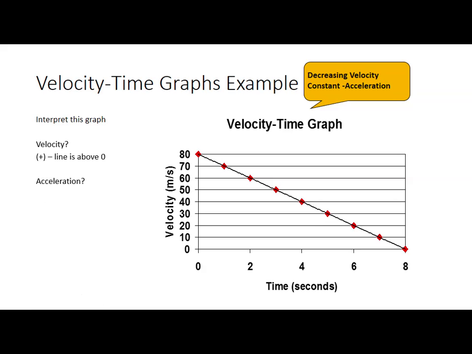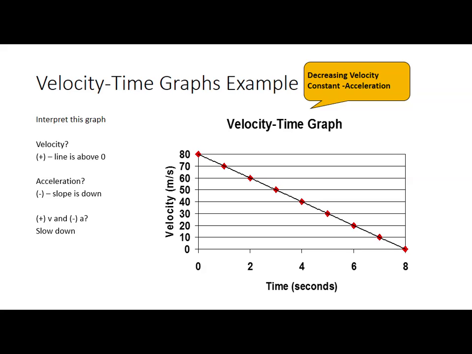What about the acceleration? Well, the acceleration, that's the slope now. The slope of the line is downward, so that means this must be a negative acceleration. Okay? So now if I have a positive velocity and a negative acceleration, what does that mean the object is doing? It must be slowing down.